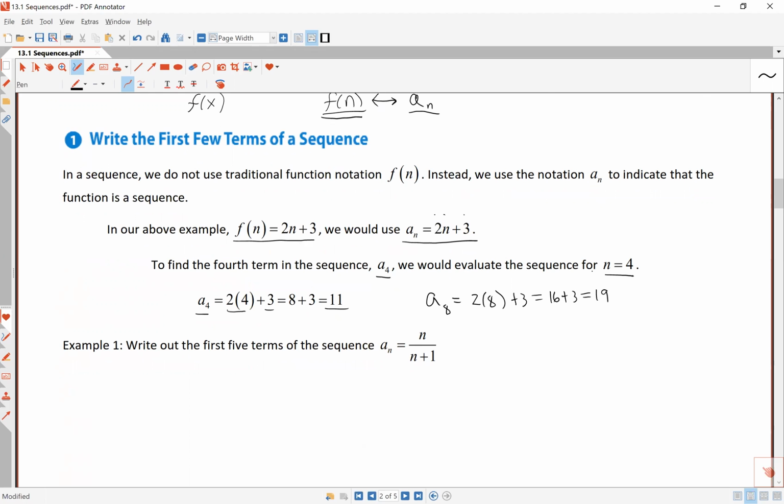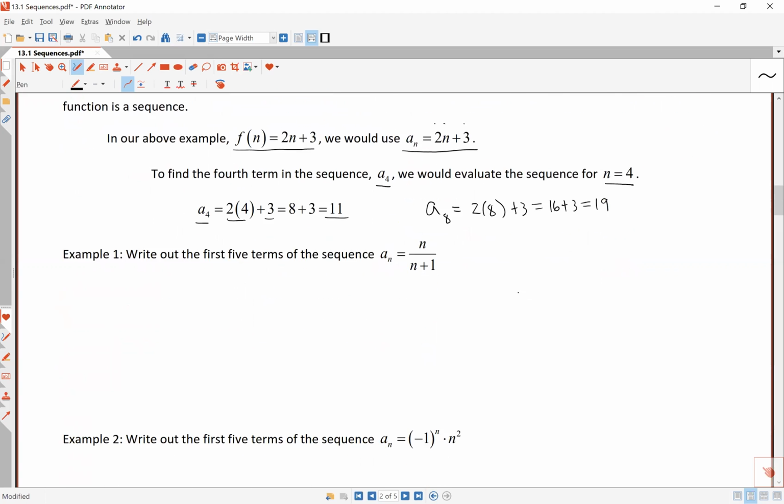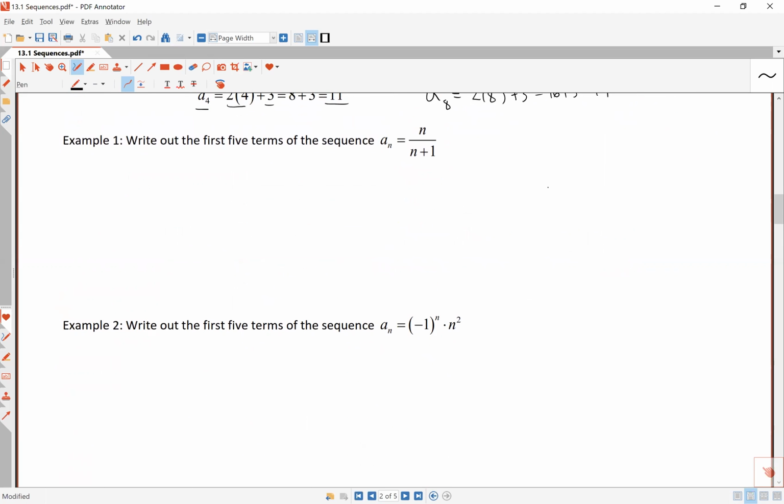When we write sequences, we always think of the first, second, third terms, and so on. We don't normally use the 0th term because we're using natural numbers. So if we wanted to write out the first 5 terms of this sequence, we're going to start off with a sub 1 for the first. And we would get 1 over 1 plus 1, which is 1/2.